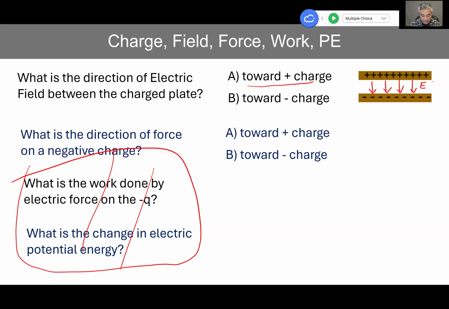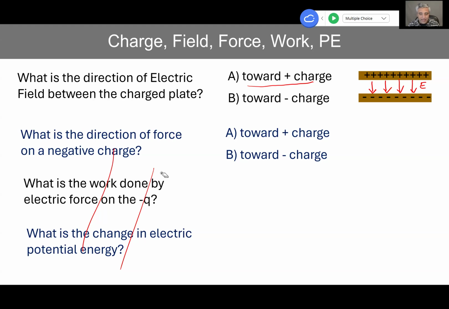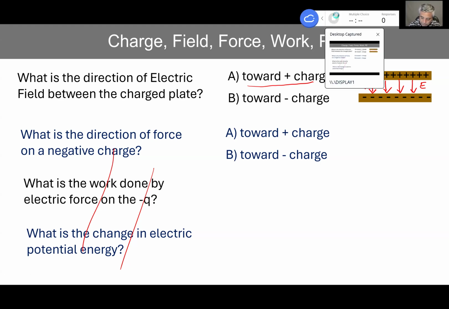So now I have another question here. What is the direction of force on a negative charge, right? So if I were to bring a negative charge, let's say somewhere in between, what's going to be the direction of force? So I'm opening the poll.